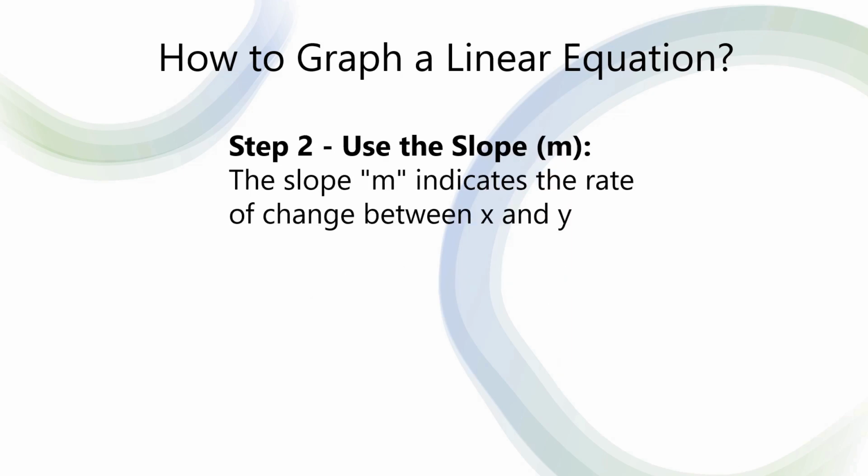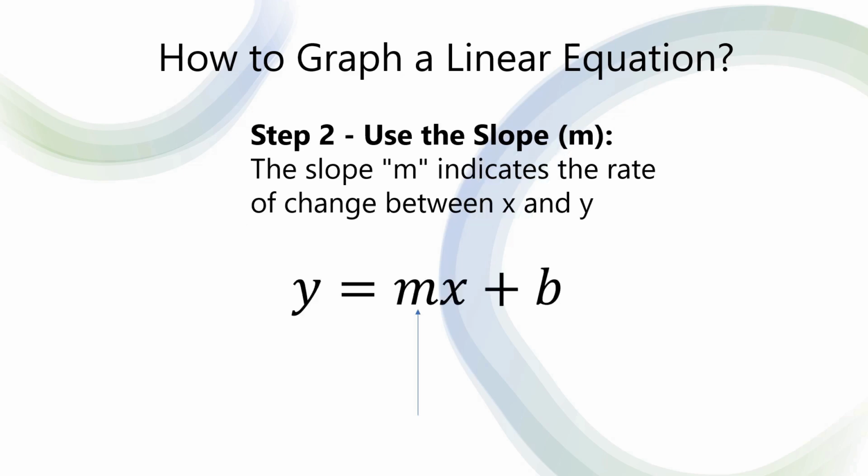Step 2. Use the slope, which is symbolized by m. The slope m indicates the rate of change between x and y. It tells us how much y changes when x changes by 1 unit. If the slope is positive, the line goes up as we move from left to right. If it is negative, the line goes down.